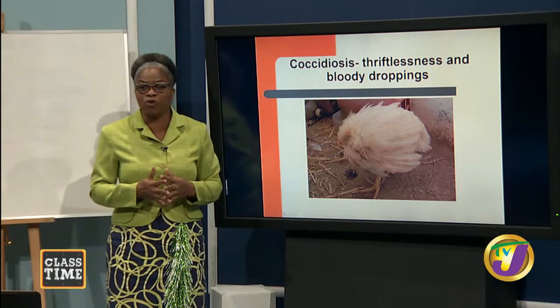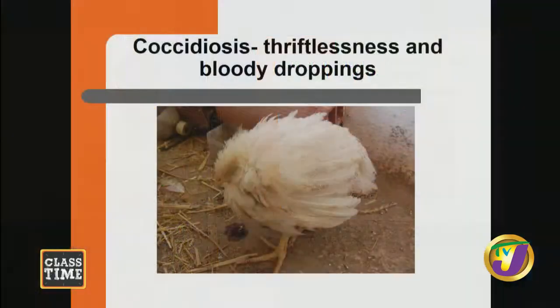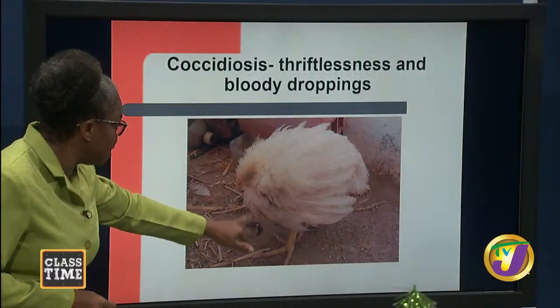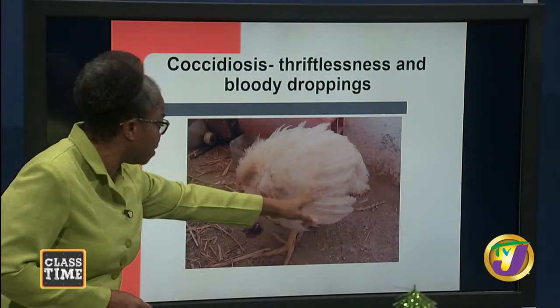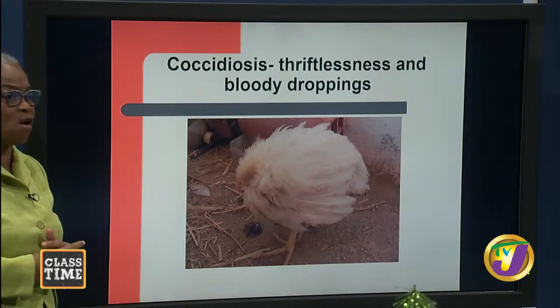So this is just showing you a picture of an animal, a chicken with coccidiosis, looking at thriftlessness. And you're seeing there bloody droppings right there. And if you could see the vent, it's looking very untidy and swollen because this chicken has coccidiosis.